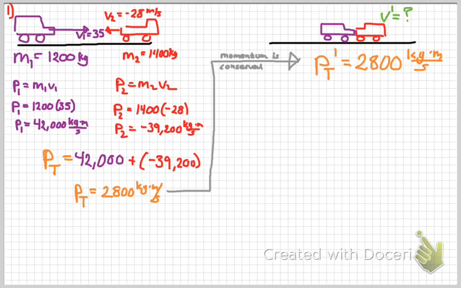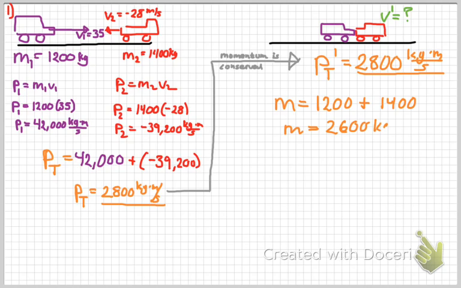Since this is a collision, you know that the momentum of the system is going to be conserved. That means the total before has to equal the total afterwards. So since the momentum is conserved, the total momentum after the collision is 2,800 kilogram meter per second. That's the thing that we have to remember remains constant. Since we have just one object now, we know what the mass of that one object is. Simply add up the masses of the two vehicles. So together they have a mass of 2,600 kilograms.